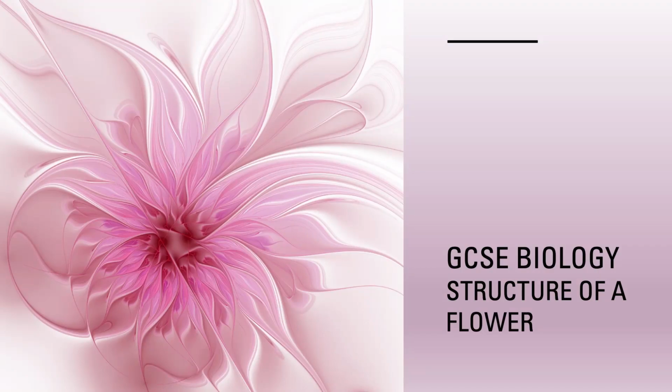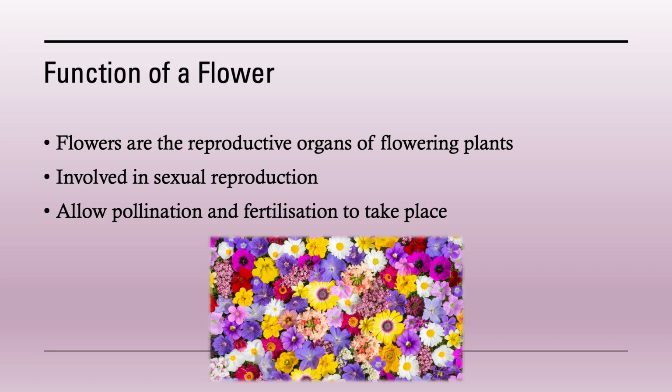Hello everyone. Today I'm going to talk about the structure of a flower and explain the function of the different parts of a flower in sexual reproduction. Flowers are the reproductive organs of flowering plants. They are involved in sexual reproduction, and therefore, the structures of a flower include male parts and female parts. These structures can allow pollination and fertilization to take place.